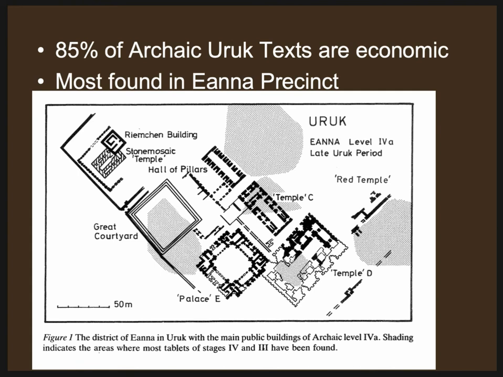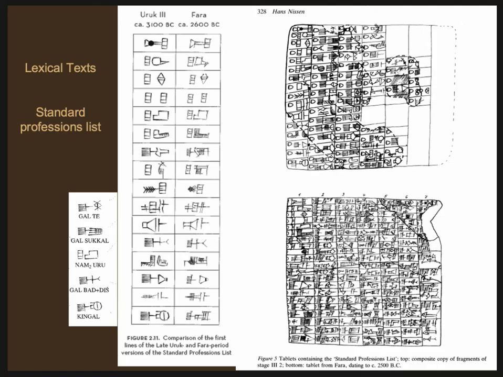Now, besides records of goods, what else do we have? We have some very important documents from the Uruk period. And they're lexical texts, which means that they're like glossaries. They're lists of words and lists of terms. Now, one of these is very important. It's called the Standard Professions List. It has lists and lists of different job titles, right? So the head foreman, the lower foreman, for example. And you can see all of the different signs. And there are different fragments of the Standard Professions List.